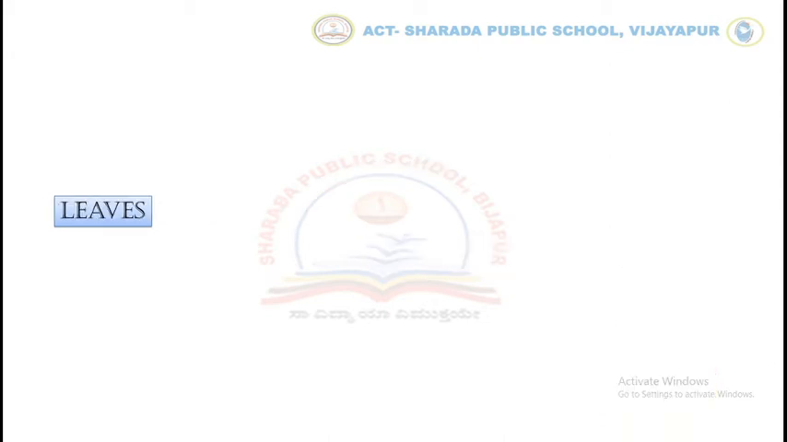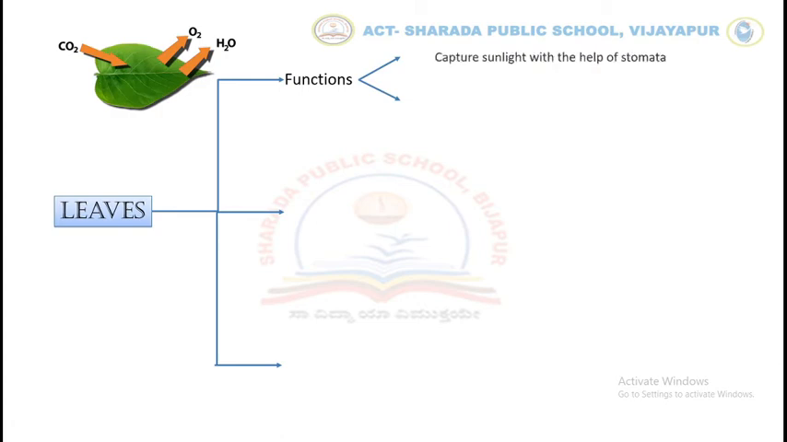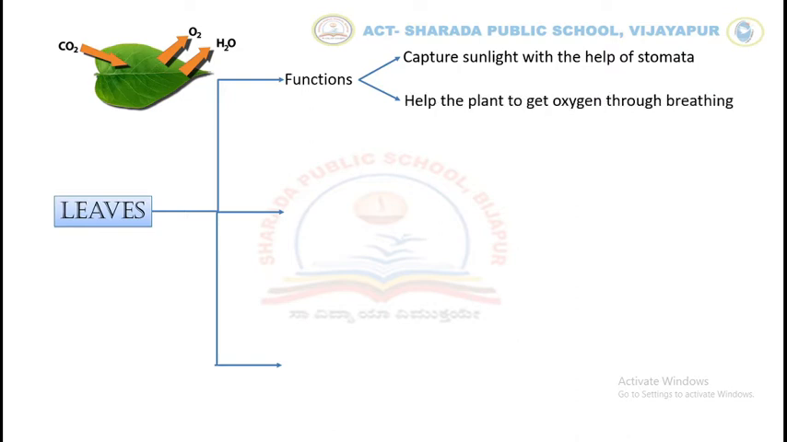Let us now look at the leaves. The functions of the leaf is to capture sunlight with the help of stomata. Stomata are small openings or pores in the underside of the leaves. They also help the plant to get oxygen through breathing.